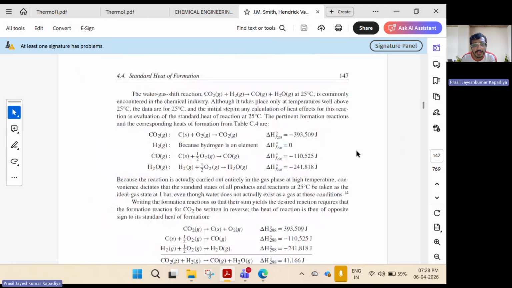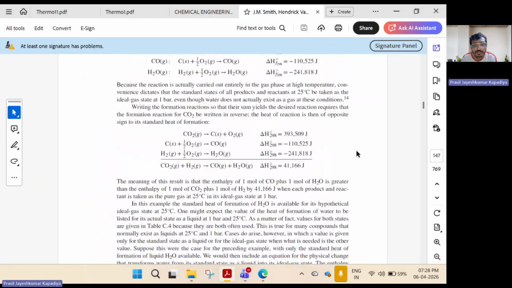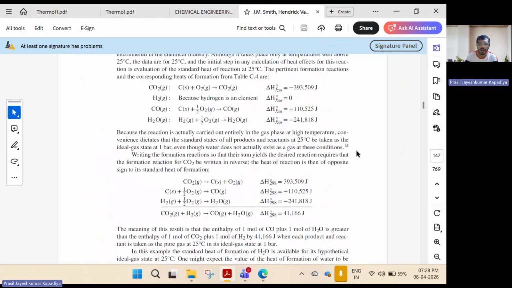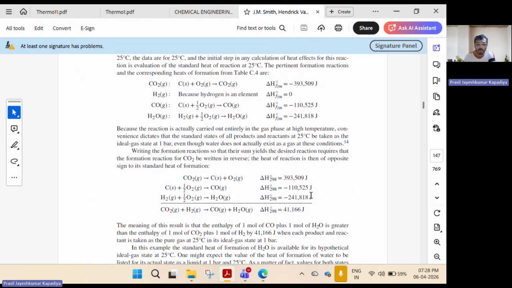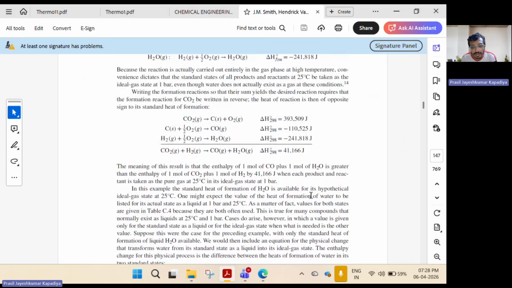So see how to find this delta H of reaction. CO2 plus H2 giving CO plus H2O is the reaction. So we have one reaction, CO2 giving C plus O2, and we know delta H. C plus half O2 giving CO, we know delta H. And H2 plus half O2 giving H2O, we know delta H. So what do we do? The O2 cancels out, the C cancels out, so we are left with only CO2 plus H2. We just need to do simple addition.